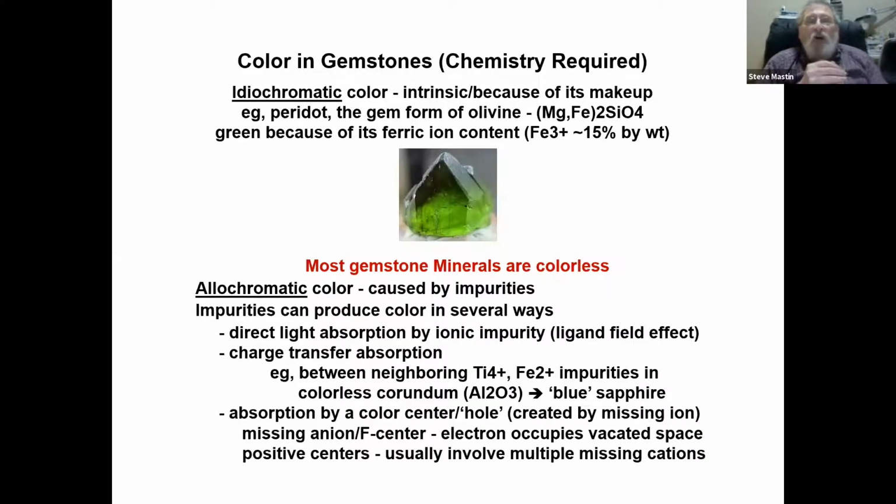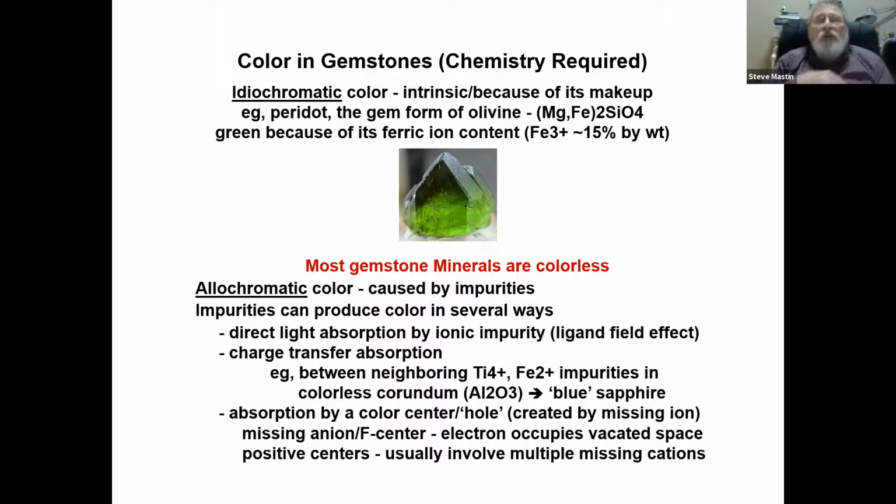All right, so one more subject before we get to what everybody's been waiting for. Where does color come from? And some more chemistry of a different kind is required this time. So there's 2 kinds of color in minerals. There's idiochromatic color, and that's intrinsic. It's because of the formula and what ions are in that formula.